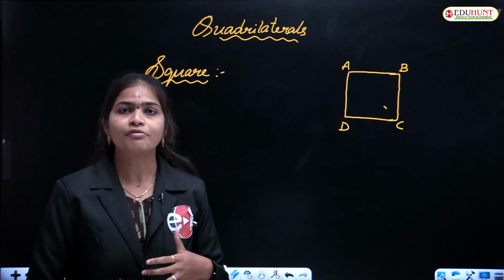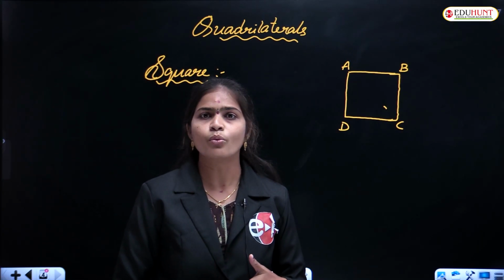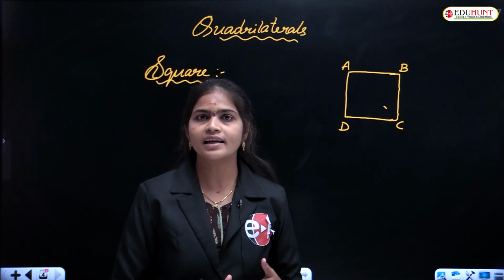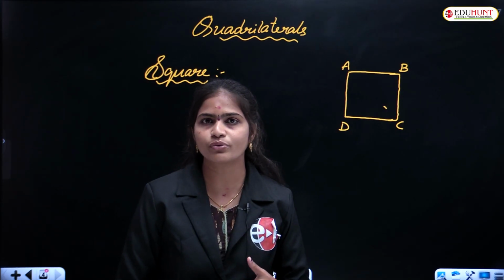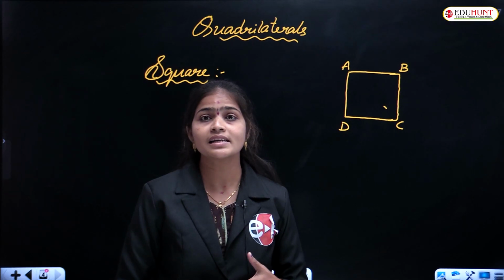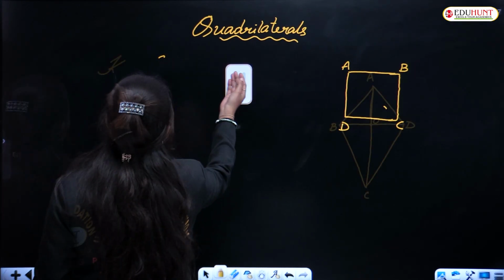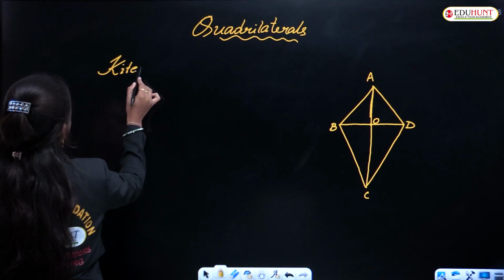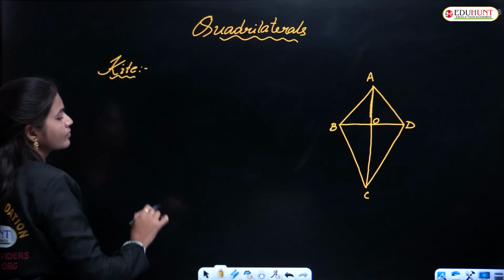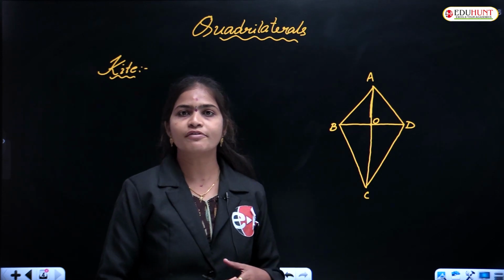Okay, so after the square we have a special kind of quadrilateral. What is that? At the starting I told you about the special kind of quadrilateral. That is nothing but a kite. So this is that special kind of quadrilateral, no? So what is the definition of that?